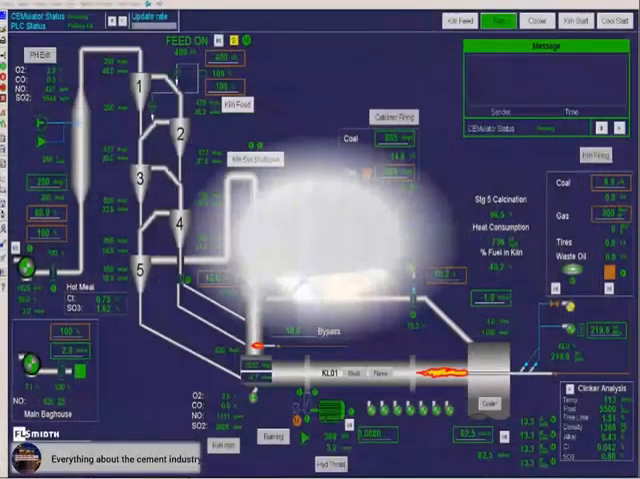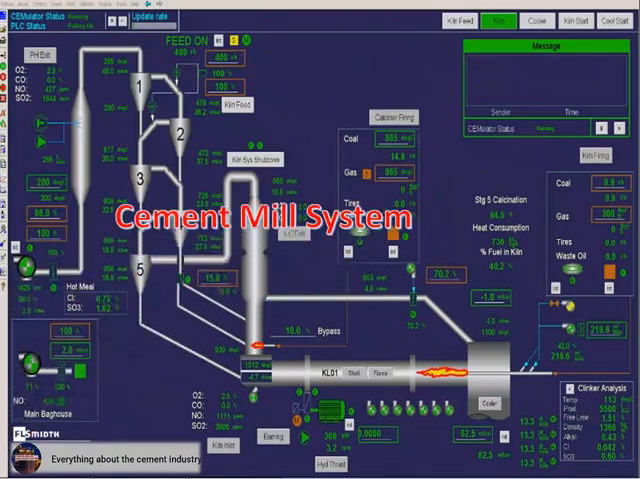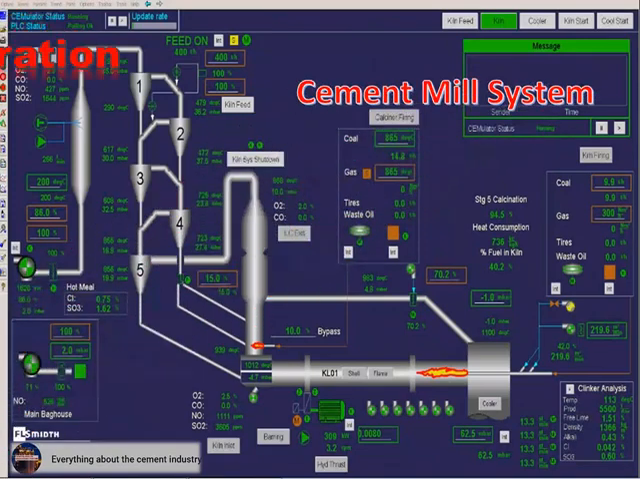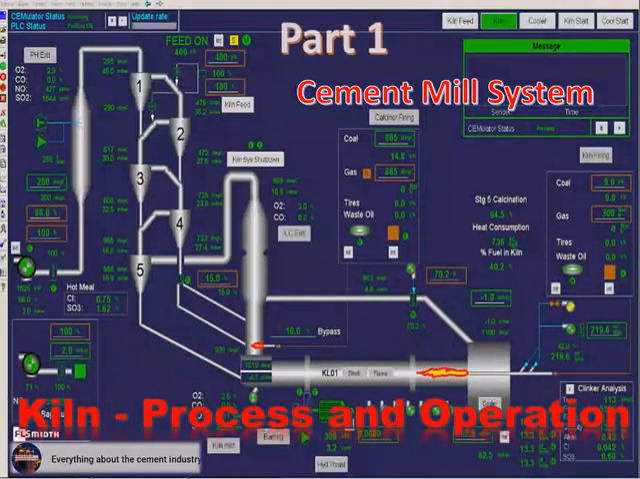In this explanation, we will review all the steps of the cement industry. Cement mill system. Kiln process and operation. Part 1.